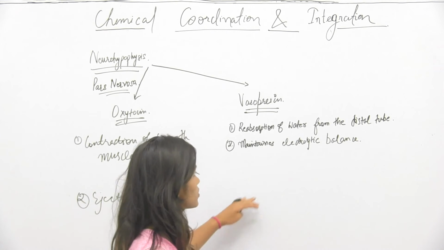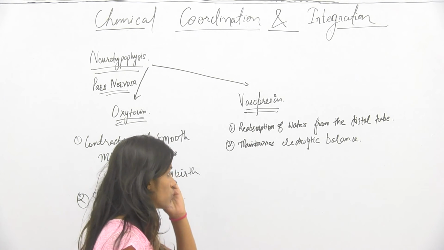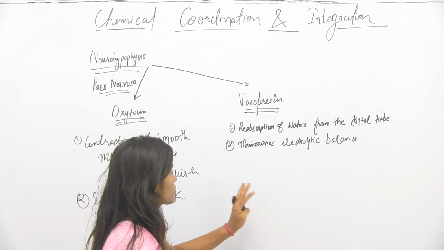So these are the two functions, that is the reabsorption of the water from the distal tube, and also what vasopressin does.